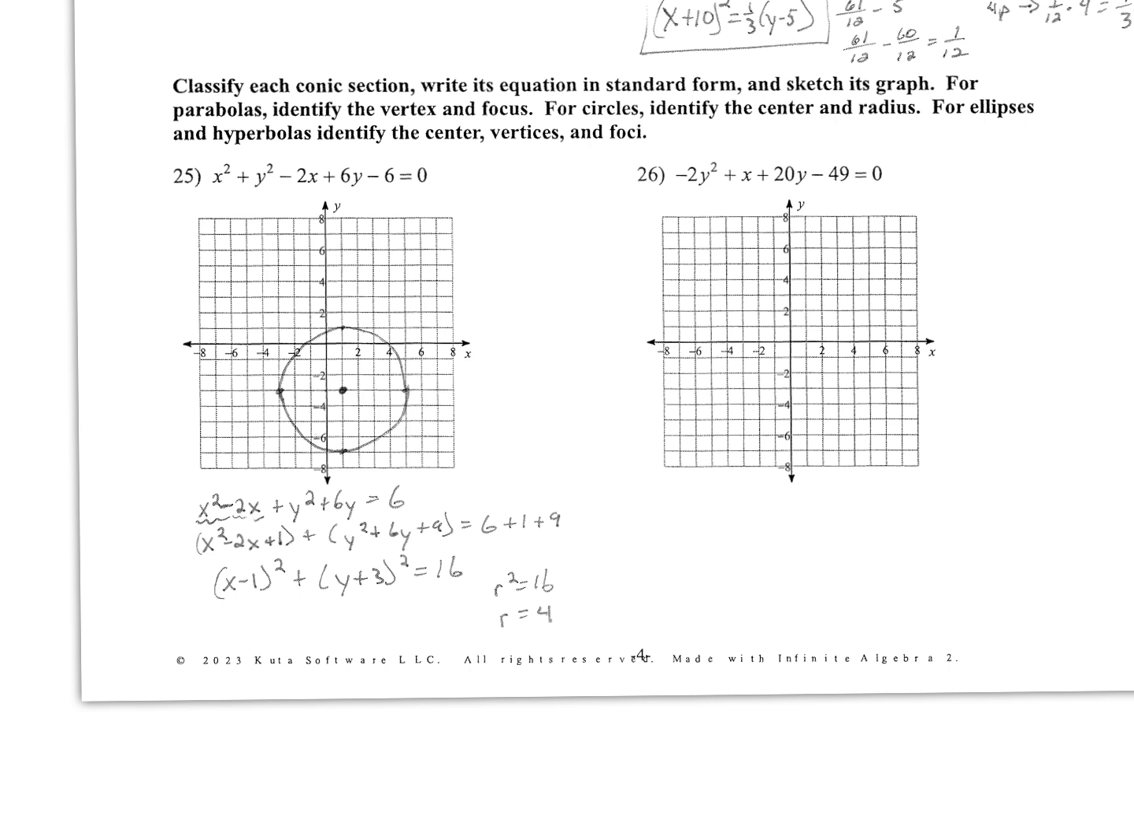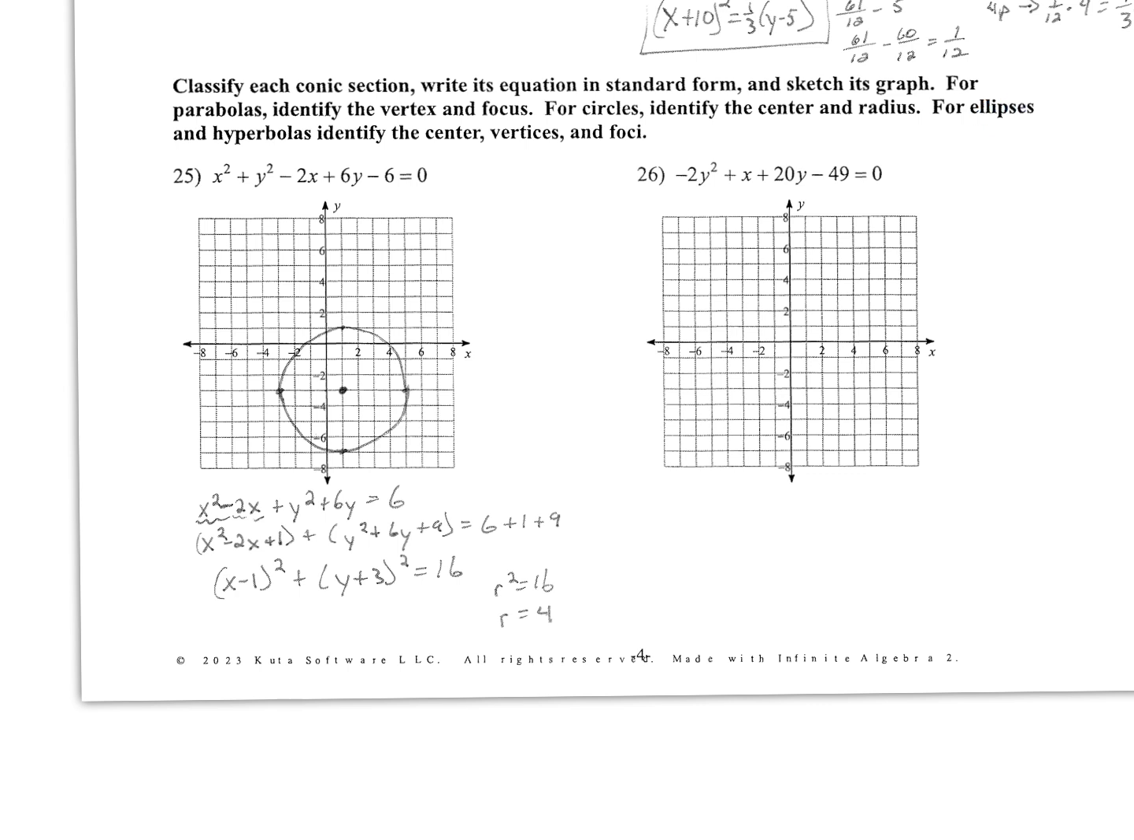Okay, so in this part of the review, we're going to be looking at the conic sections. We're going to be classifying our conic sections, where we may have a parabola, we may have a circle, or we may have an ellipse.